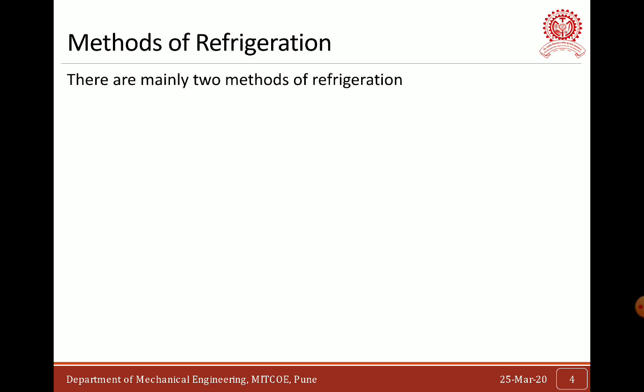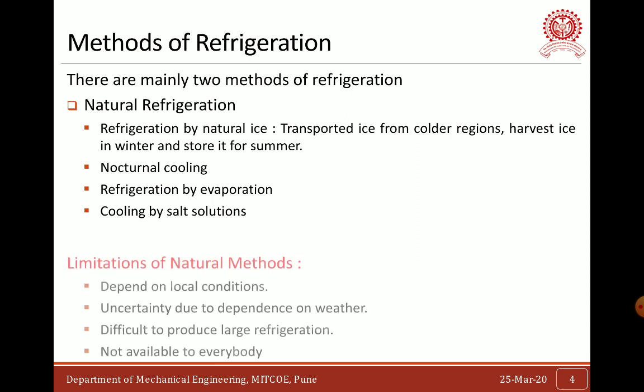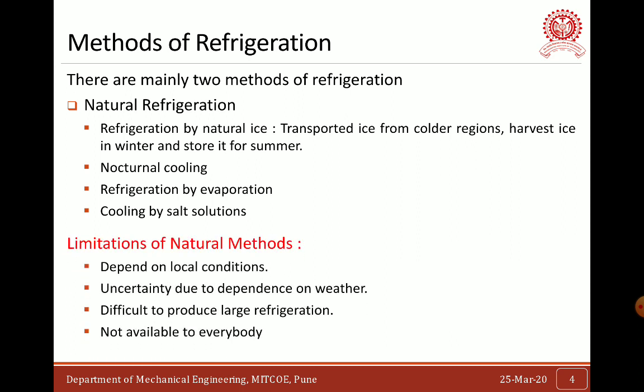So there are different methods to carry out refrigeration, meaning decreasing temperature and maintaining it below the atmosphere. The very first one that we will see is natural refrigeration, that is, refrigeration by natural ice. Ice which is naturally manufactured is transported from colder regions, harvested in winter and stored for summer. It is an old method. Then there is refrigeration using evaporation and cooling by salt solutions. These come under natural refrigeration methods.